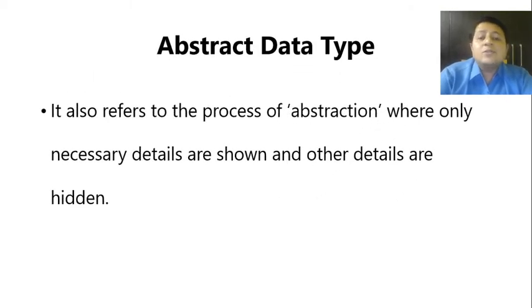It also refers to the process of abstraction, where only the necessary details are shown and the other details are hidden. You know the object-oriented concept of abstraction, where only the required part is shown to the user and the internal complexities are kept hidden. Similarly, through abstract data type, we make the user aware of the different operations that can be performed on my data structure, whereas the internal complexities of the operations are stored in the form of the algorithm.